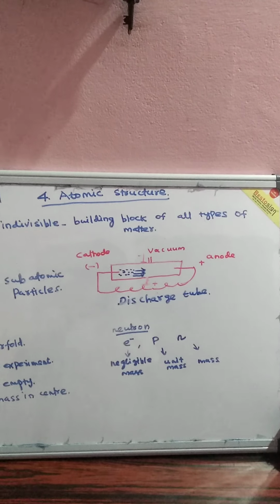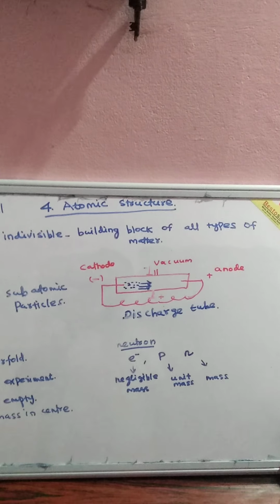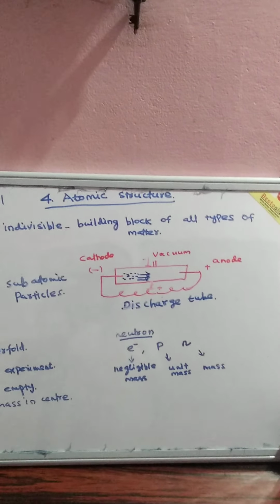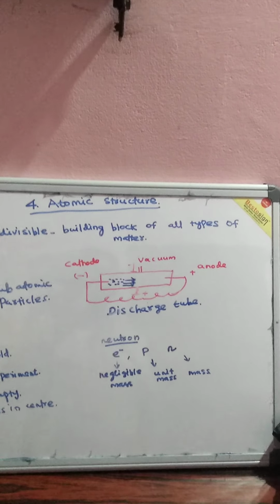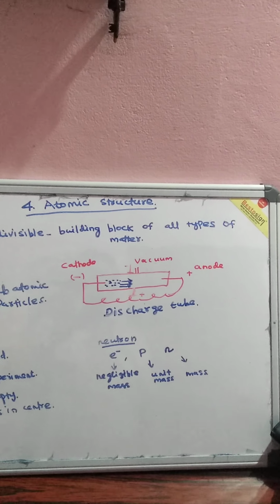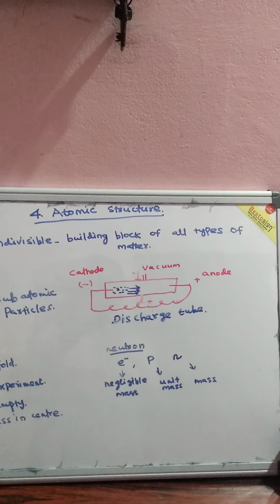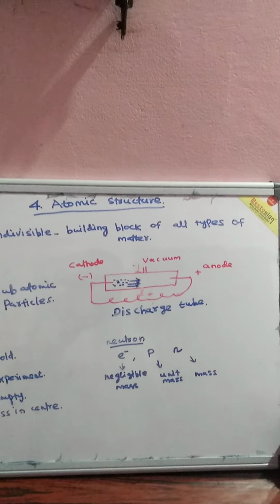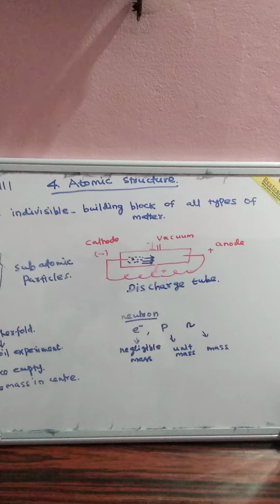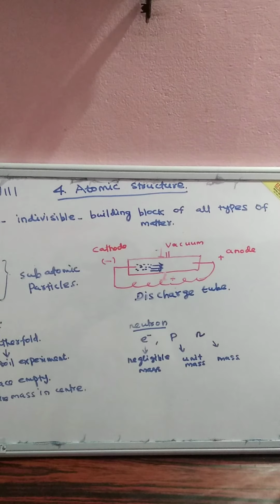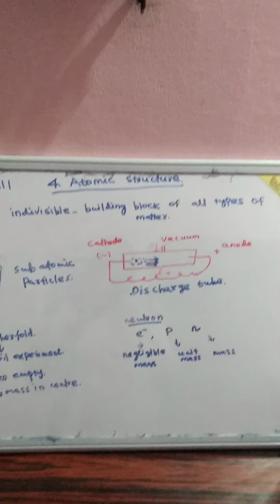After that, one scientist, J.J. Thomson, identified that the cathode rays contain some smallest particles. Those particles are known as electrons. Understand? The negatively charged particles found inside the cathode rays are electrons. Now what is the charge of an electron? Negative charge. What is the mass of an electron? Negligibly small mass. That is very, very small.